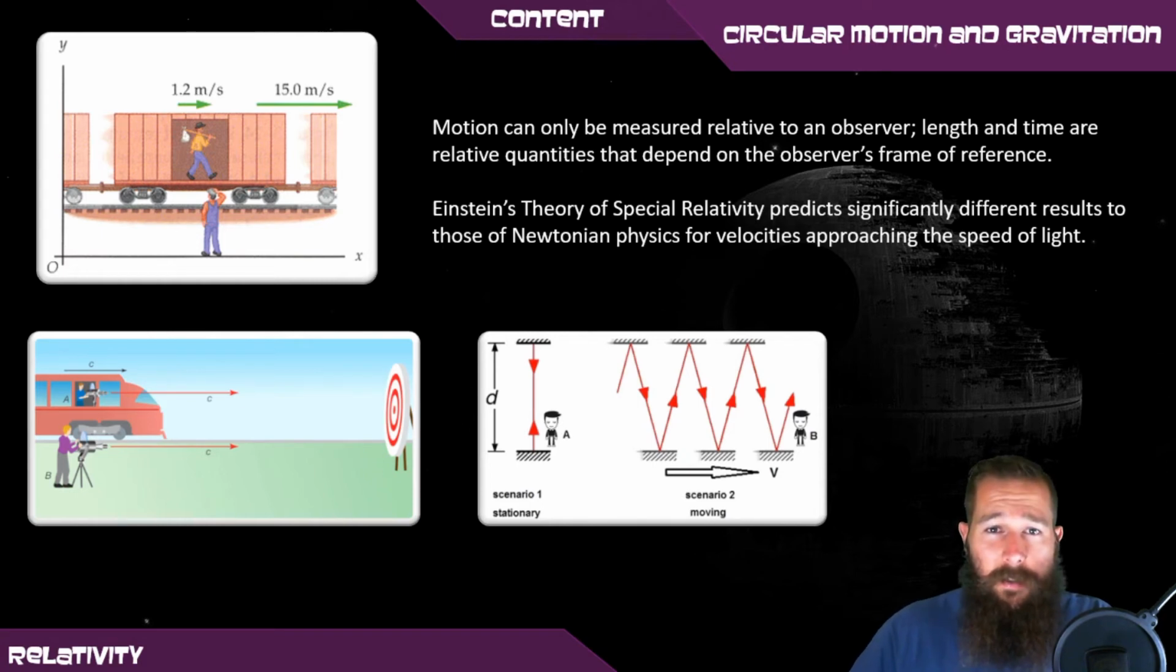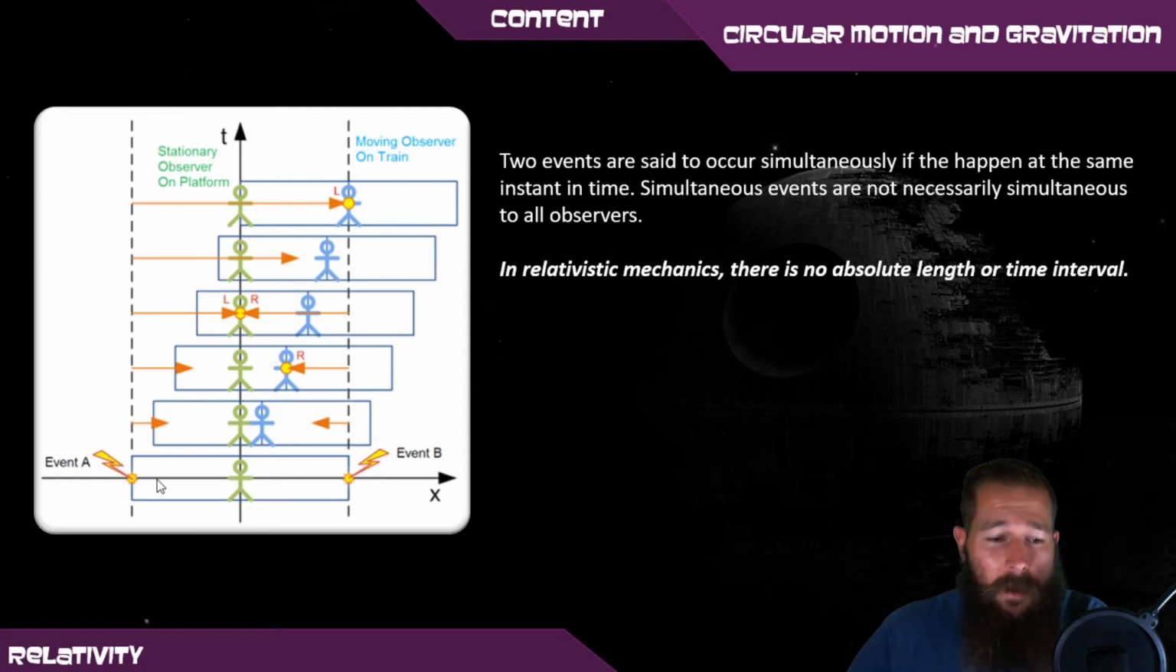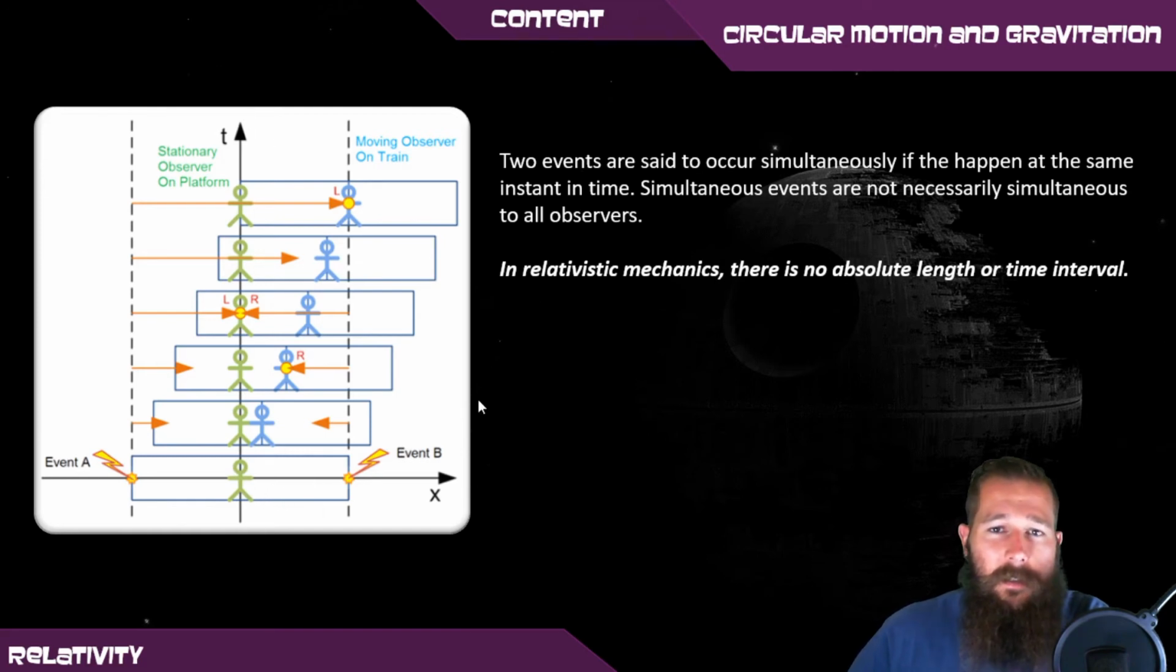However, what Einstein predicted at the very high speeds, approaching the speed of light, is different. Going further, let's look at an example where there's an event that occurs. Two events are said to occur simultaneously if they happen at the same instant in time. However, they might not appear to occur at the same instant in time to different observers. So we've got two events that occur, event A and event B. Along this x-axis, we've got the distance, and along this y-axis is time. You can see that we've got a few different frames of time occurring sequentially after another.